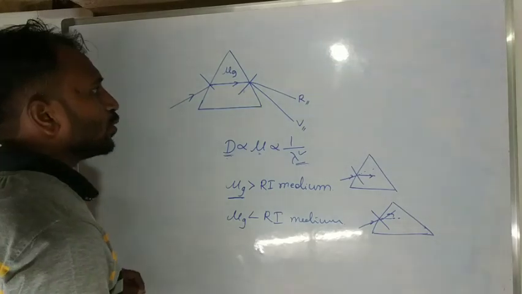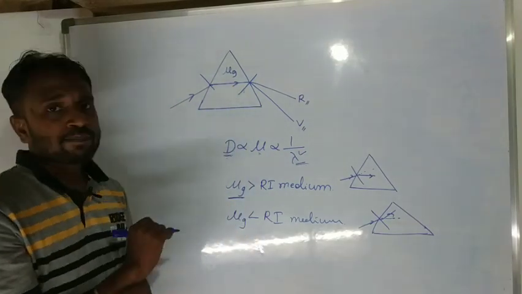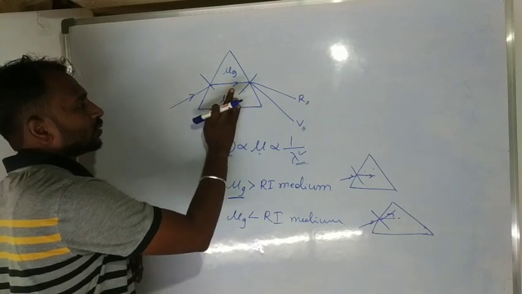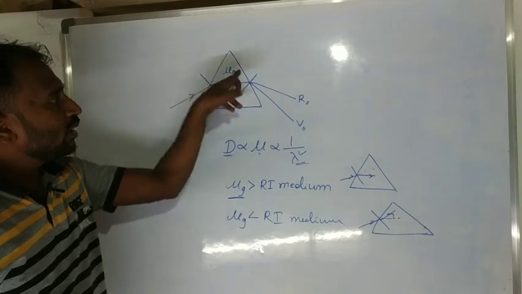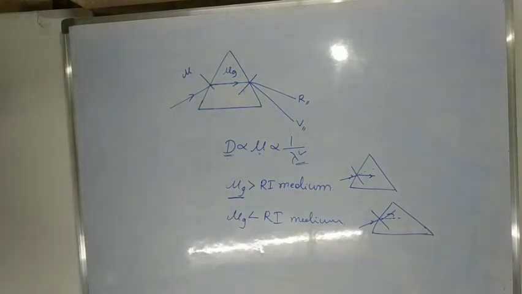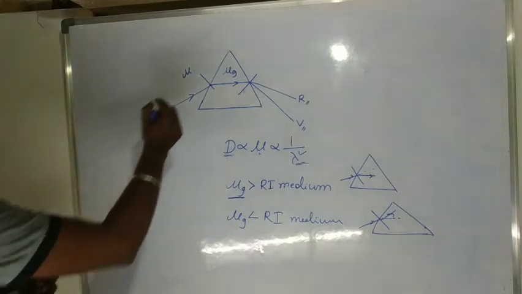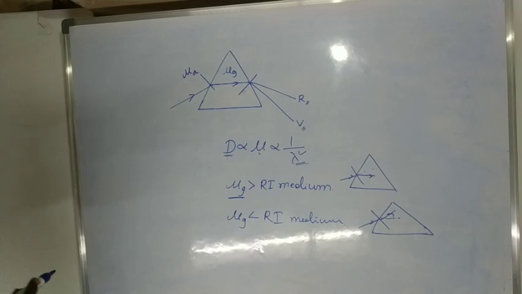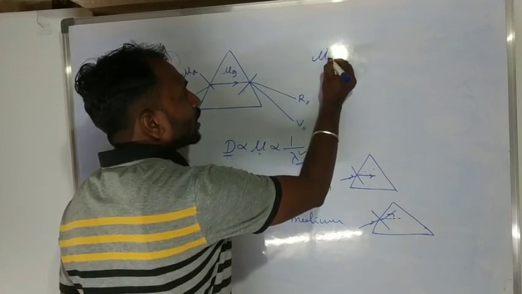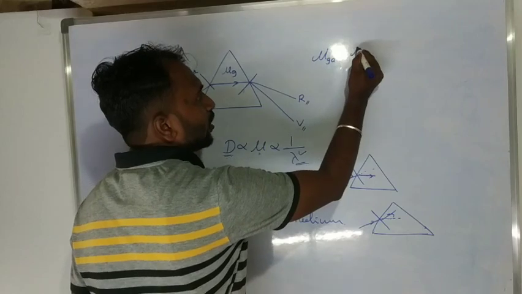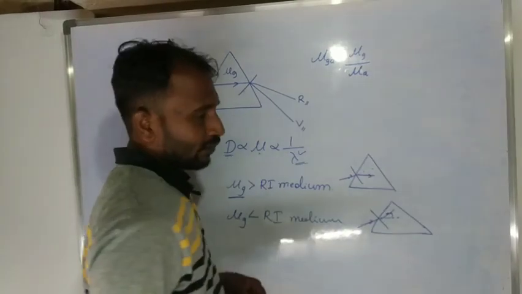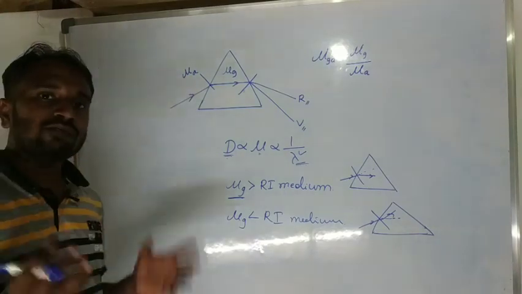Next concept. Here we consider the refractive index of the material of the prism as mu g, and the refractive index of the surrounding as mu a. This is the medium. So the refractive index of glass with respect to air is equal to the refractive index of the glass of the prism divided by the refractive index of the medium. Here A means the surrounding; we consider air as the medium.